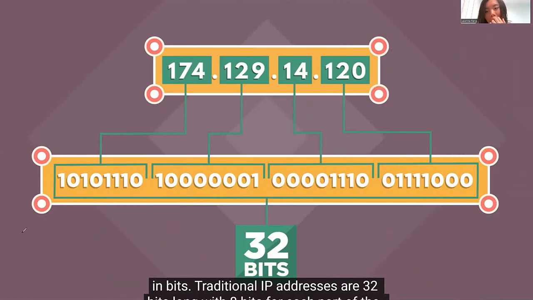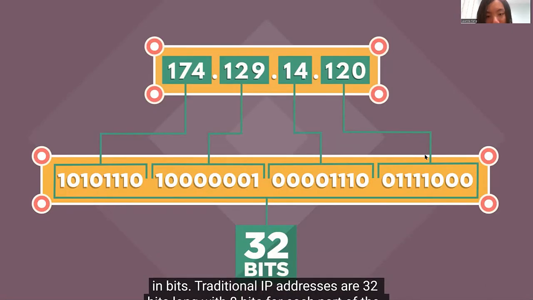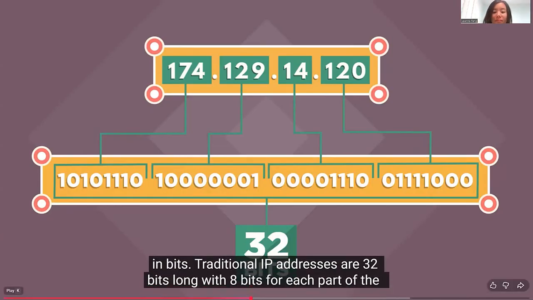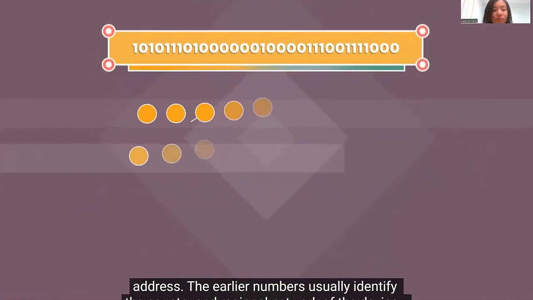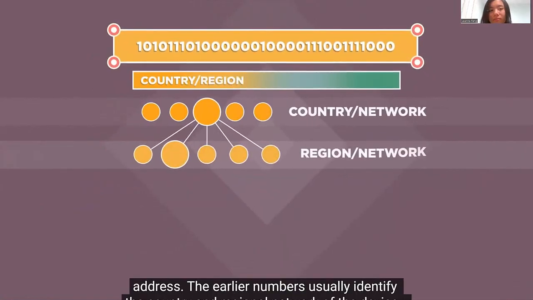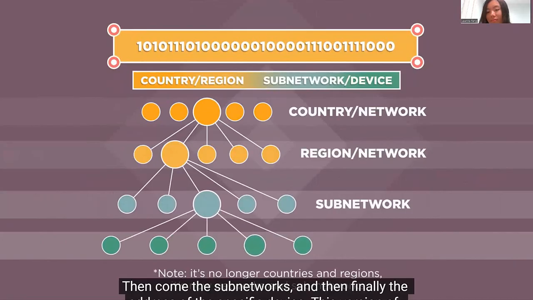So in the old days, IPv4 was enough, but now IPv4 is not enough because there are too many computers. Each one will use an IP address, so IP addresses start to run out. Okay, so we'll talk about IPv6 now. 8 bits for each part of the address. The earlier numbers usually identify the country and regional network of the device. Then come the subnetworks, and then finally the address of the specific device.